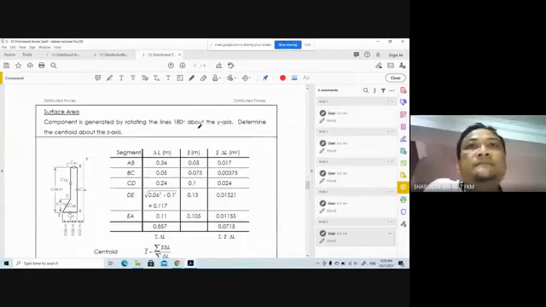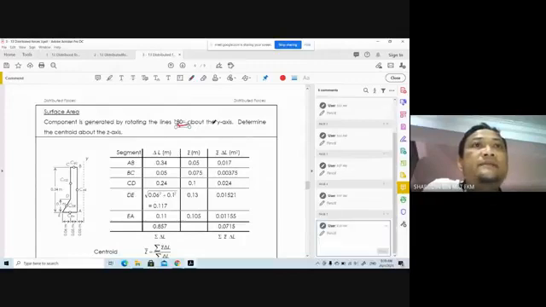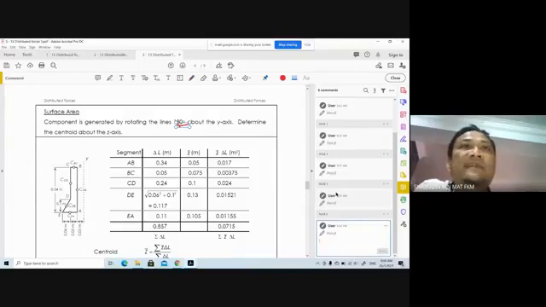Go through. Read also this component generated by 180 degrees. So surface area. The component is generated by this. It's quite easy. Easy, that one.